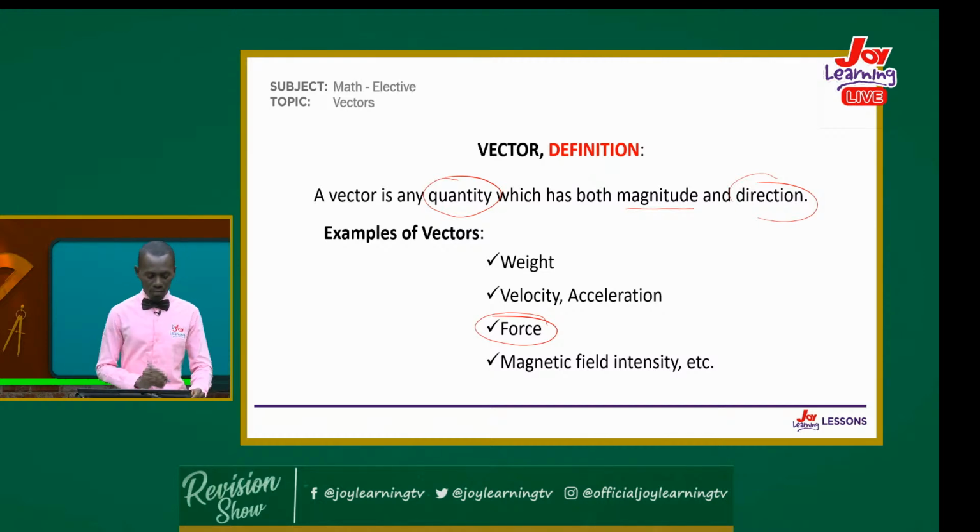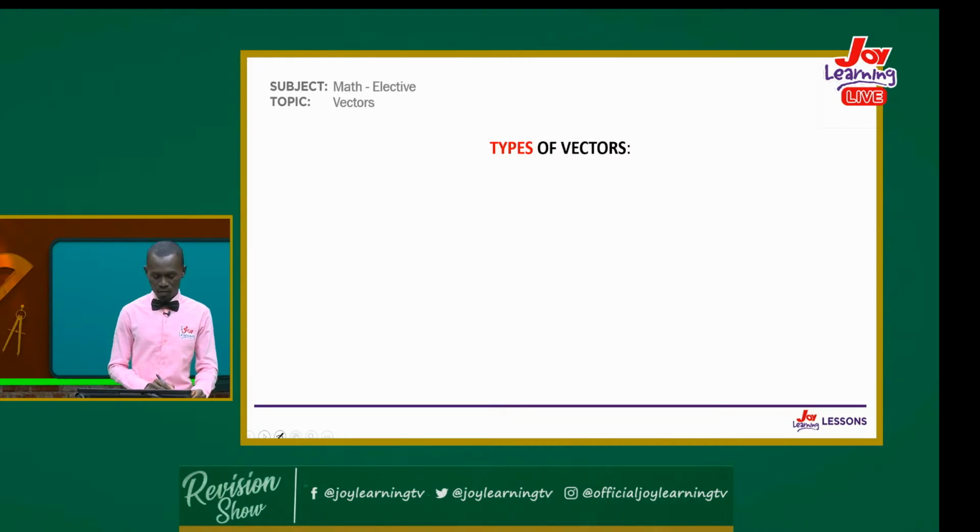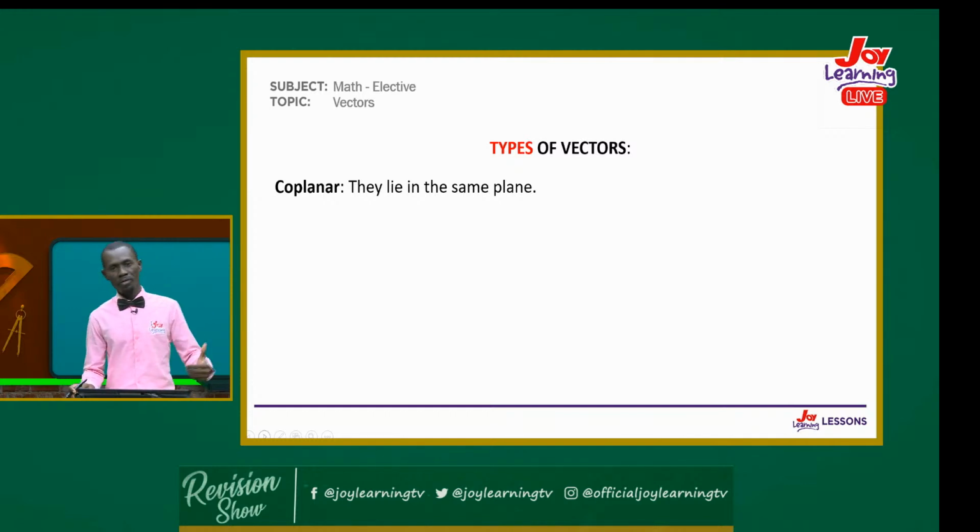All right, now that we have the definition, let's look at types of vectors. There are a number of them, like I said. You do not need to memorize them. You just need to understand how they operate. So we have coplanar vectors. Now, these are vectors, usually for our purposes, forces, that lie or operate in the same plane, reason for which they're called coplanar. So they are companions in the same plane.